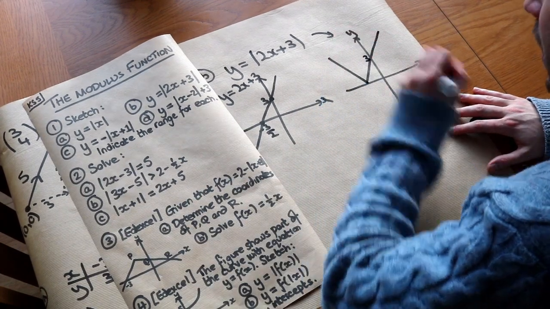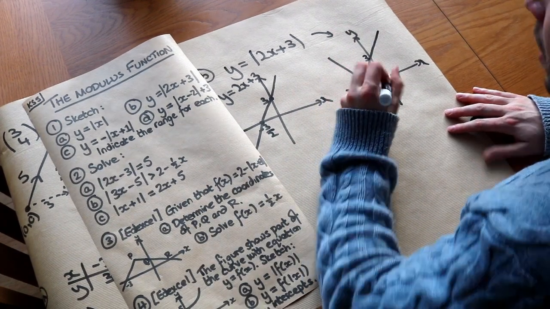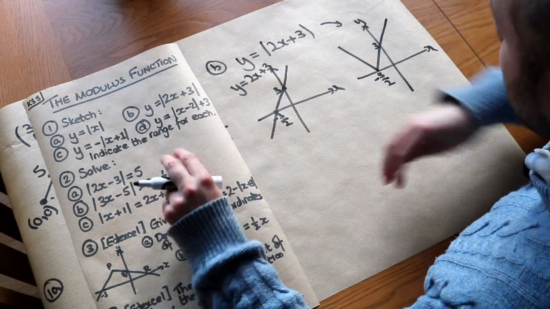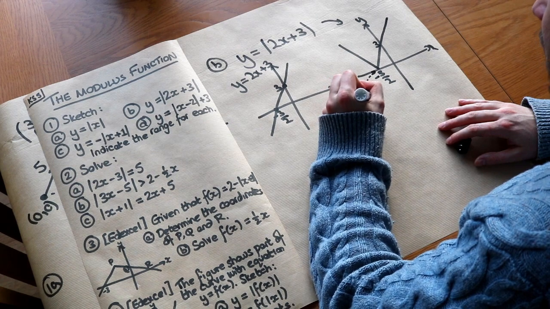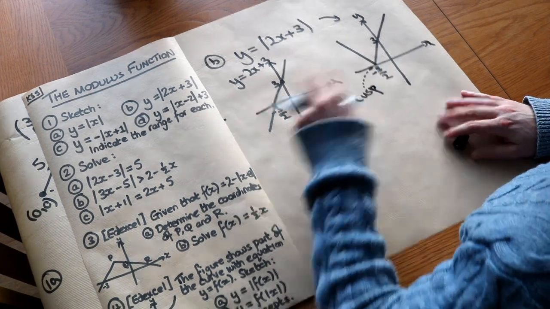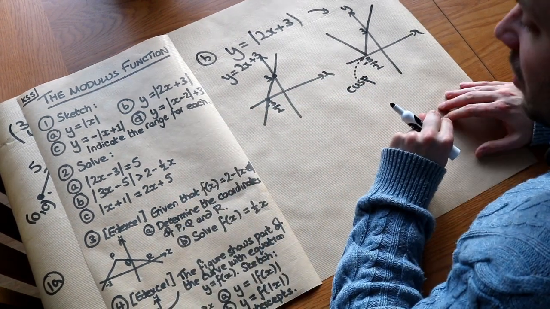So this point is 3, that's still minus 3 over 2, but any negative part of the graph will get flipped up like that. And this point here, by the way, is known as a cusp. So a cusp is where the line suddenly changes direction.